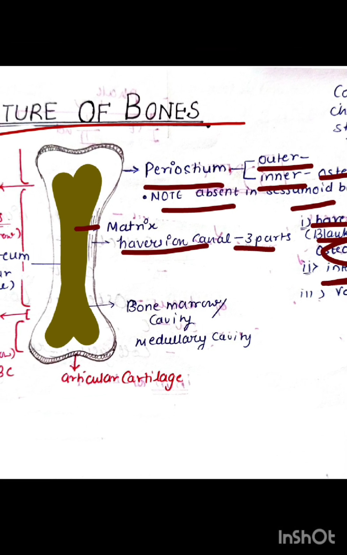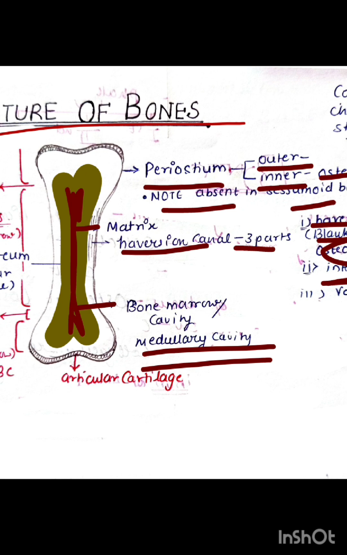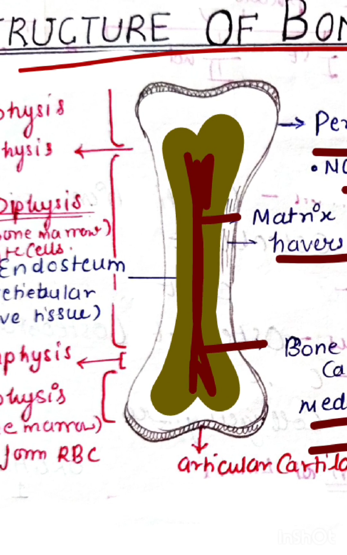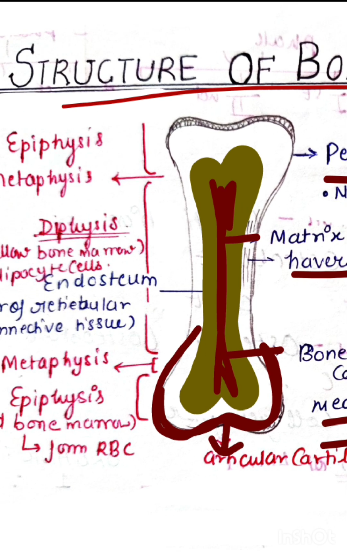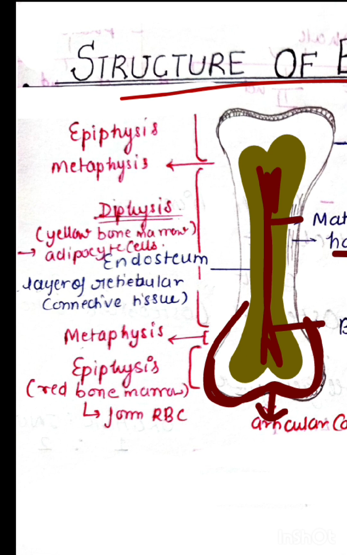The bone marrow and bone cavity is the medullary cavity. It is the mid portion of the bone. This cavity forms the actual RBC cells. The cartilage is present, and there is some articular cartilage present. This is known as the articular cartilage. So these are the parts of bone.